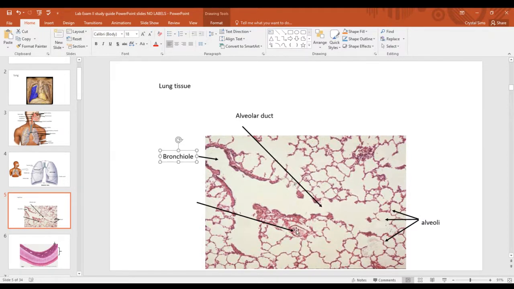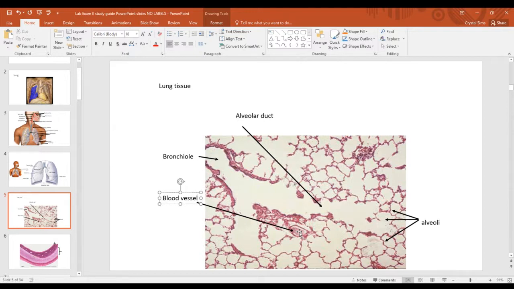We've got several structures that we are going to label here, so we're going to start over here on the right side. We've got these 3 little arrows over here, so what is this pointing to over on the right side? Those little circular structures there on the right side, what are those? Yes, that is correct. Those are the alveoli.